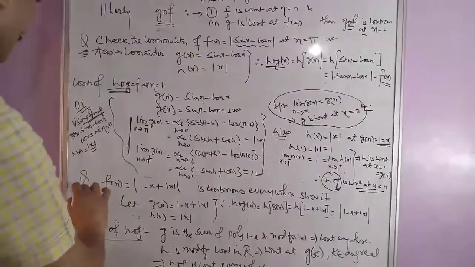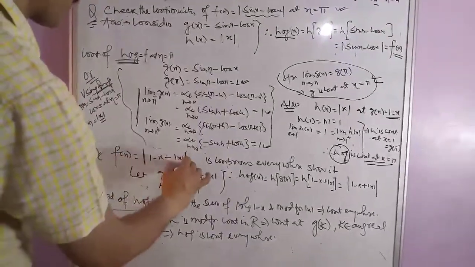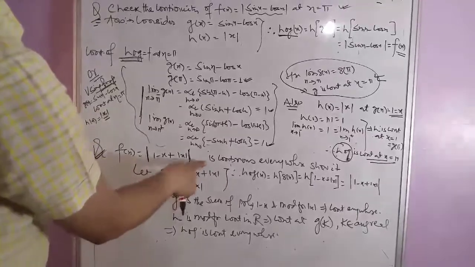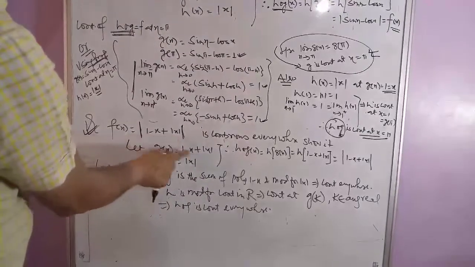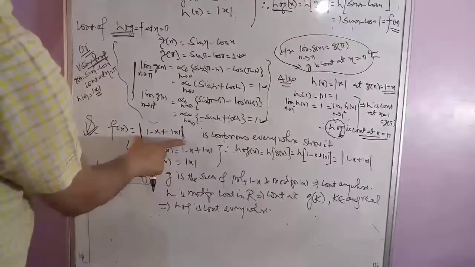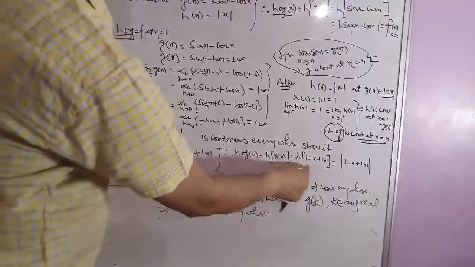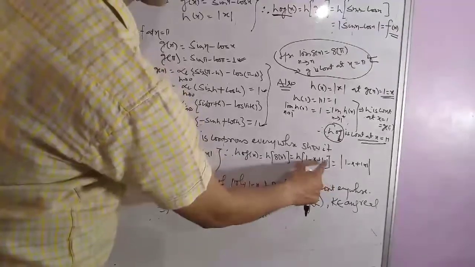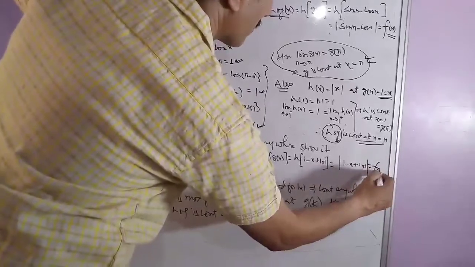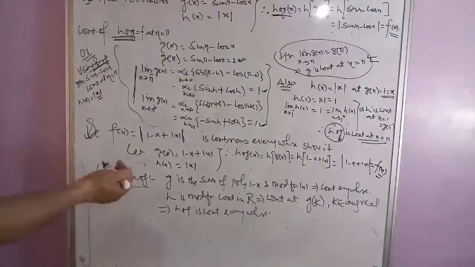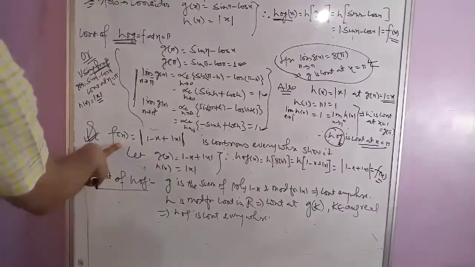Next question, in the same nature: f(x) equal to modulus of 1 minus x plus mod x is continuous everywhere, show it. Here we consider g(x) equal to 1 minus x plus mod x, and h(x) equal to the outer function mod x. So hog(x) is h of g(x), and h(t) is mod t, which means mod of 1 minus x plus mod x, and this is our function f(x). Here we have to check that this function is continuous everywhere.